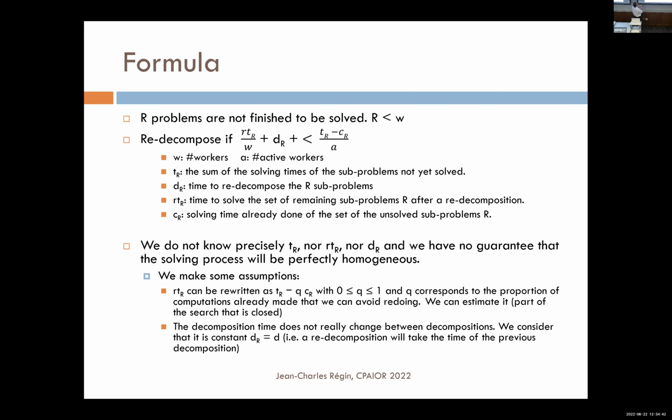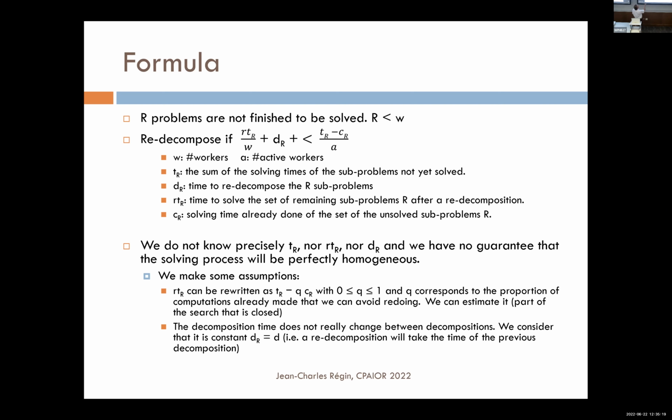So this is the only equation that I put in a slide in my life. This is my maximum level of equation. So what does that mean? RTR is the time you need to solve. So you are going to solve some problem and suddenly you are not able to make some progress and not all your workers are used. If all the workers are used, you just have to wait. But suddenly you have a number of problems that are not solved, which is R, which is less than W, the number of workers. A here is the number of active workers.